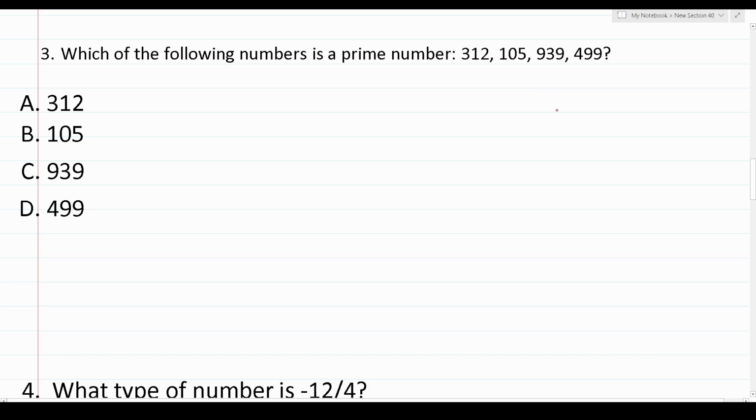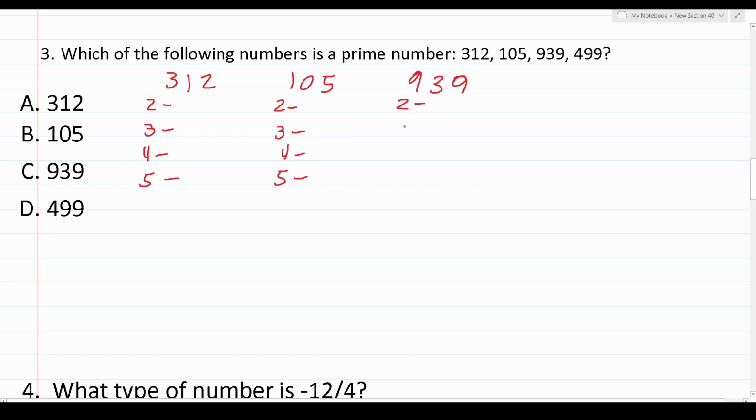So let's go ahead and do that here. And we're going to do it for each of these. Again, we have 312. We'll perform divisibility checks for 2, 3, 4, and 5. We have 105. We're going to perform divisibility checks for 2, 3, 4, and 5. We have 939. We're going to perform divisibility checks for 2, 3, 4, and 5. And finally, we have 499. So we're going to perform divisibility checks for 2, 3, 4, and 5.